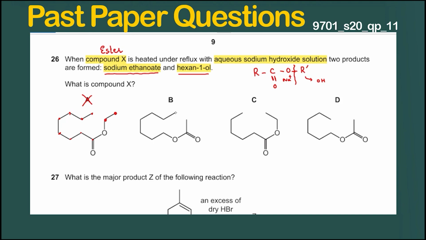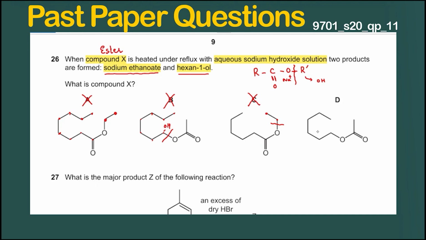In option B, we have 1 carbon, 2, 3, 4, 5, 6 and 7 carbons. So beta ji, from this side it is going to break down and alcohol will form in this way. That makes heptanol, not hexanol. So B is again incorrect. In option C, we have 1 carbon here, 1 carbon here, that is attached with the oxygen. So that is only giving you ethanol, not hexanol.